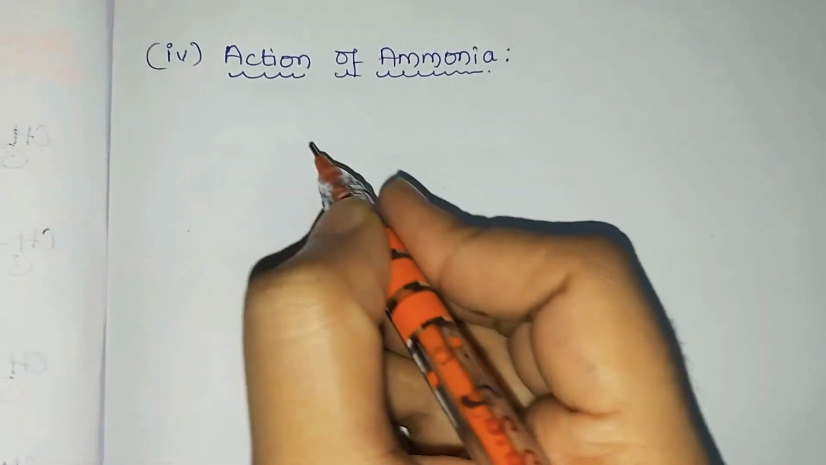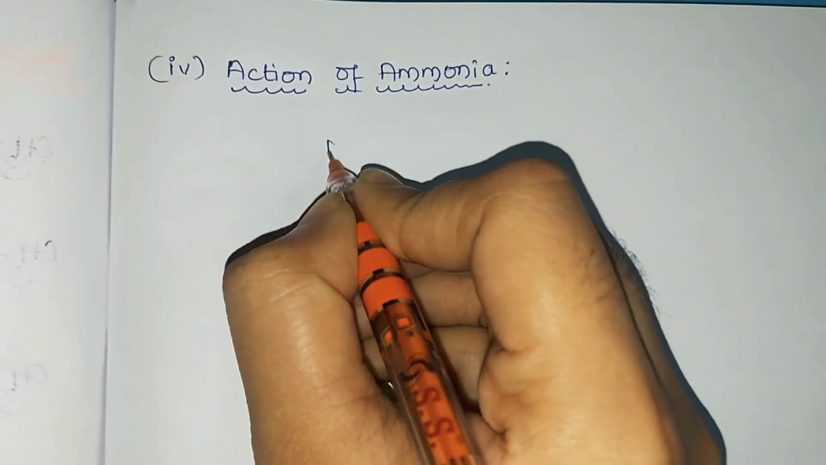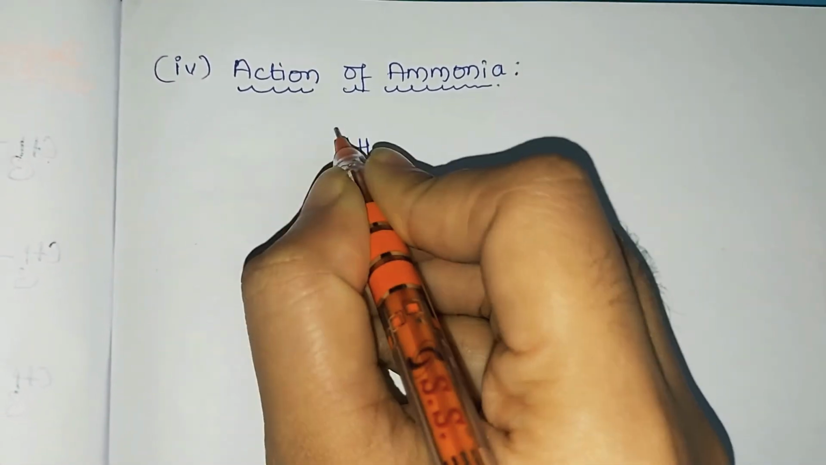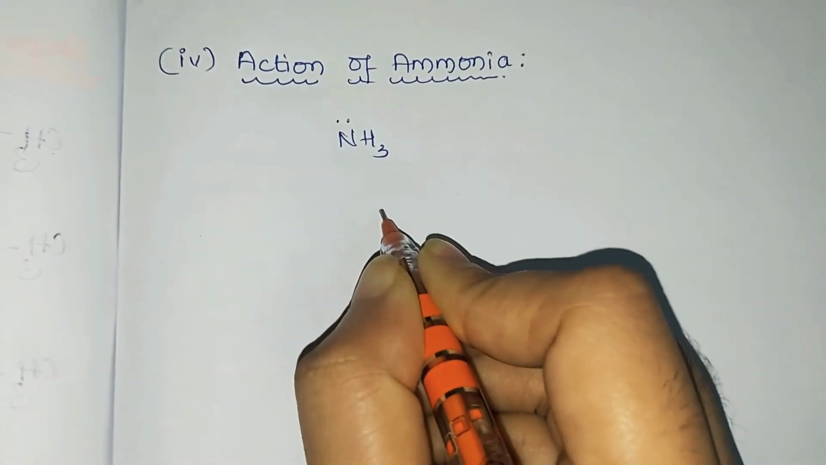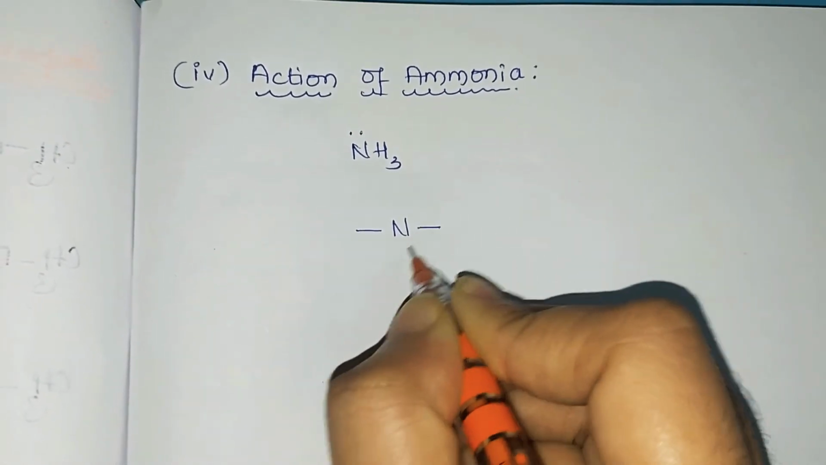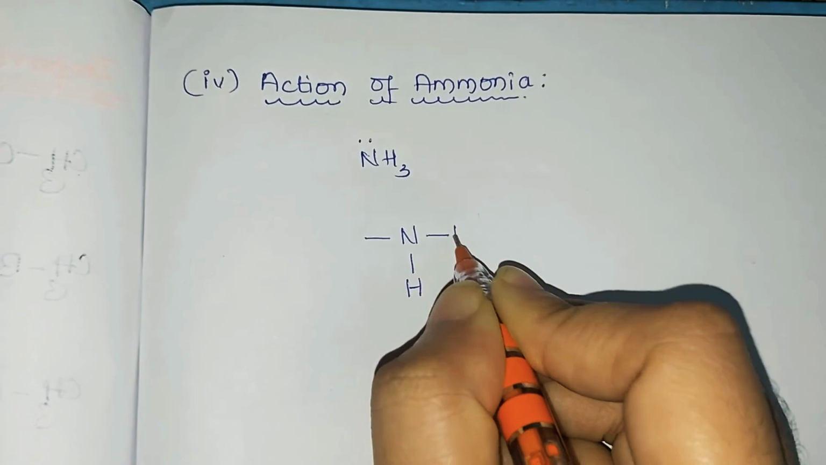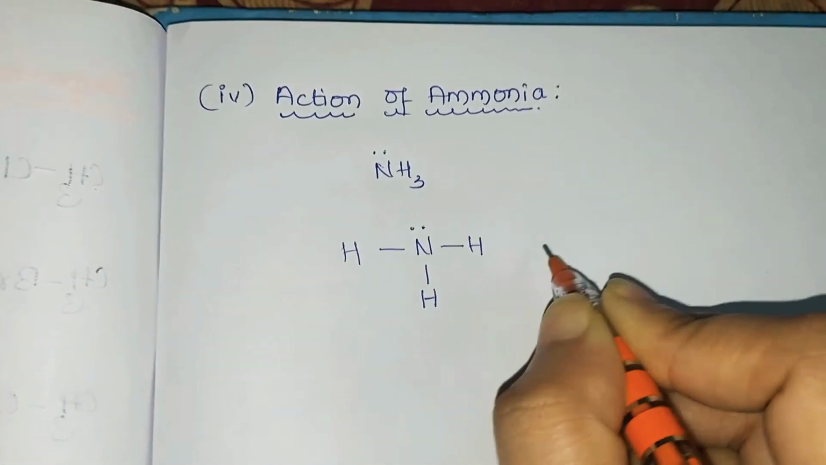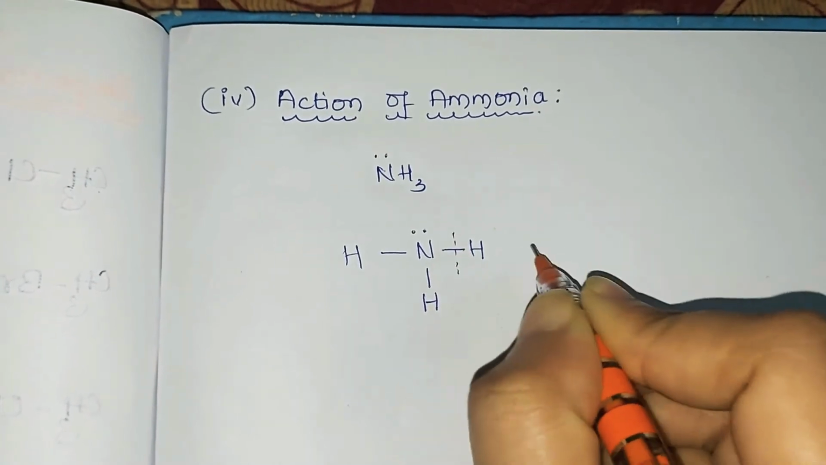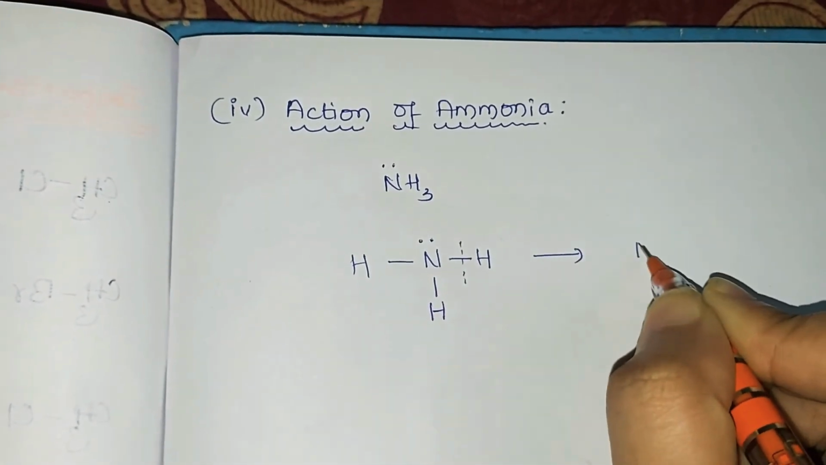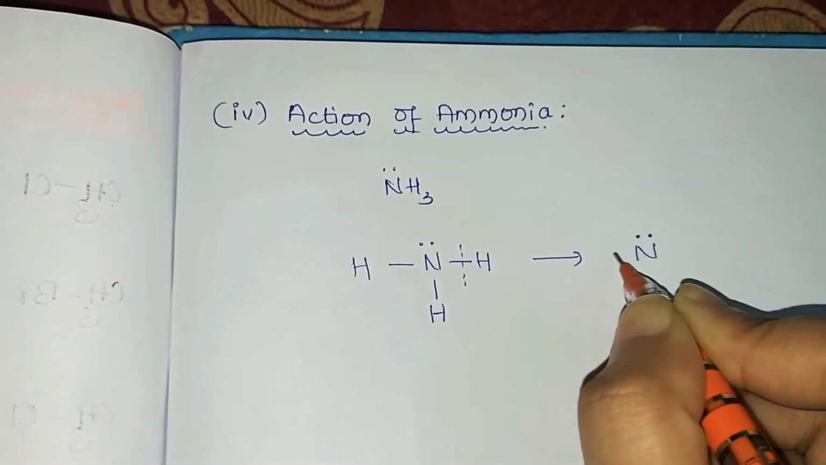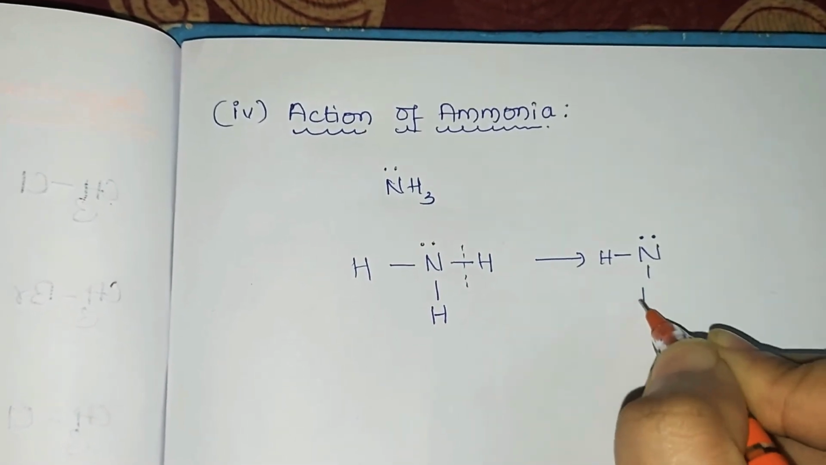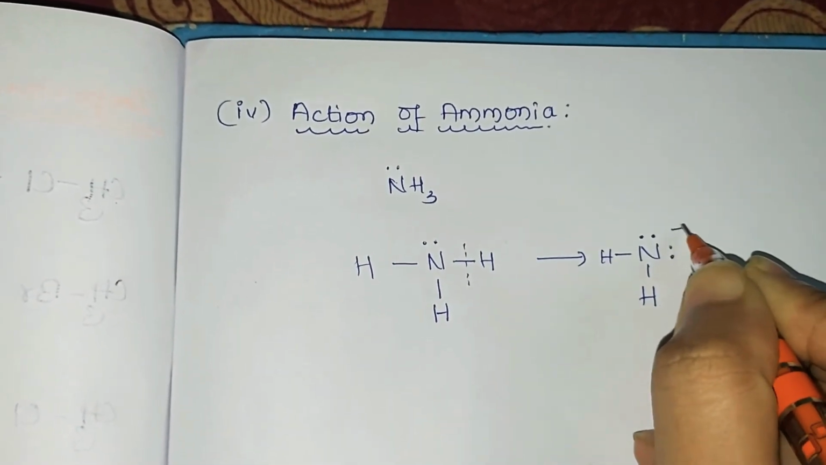Next is the action of ammonia. The ammonia formula is NH3, and nitrogen has a lone pair of electrons. To find out the nucleophile here, we'll write the structure of ammonia. It has 3 bonds with hydrogen. Nitrogen has a lone pair of electrons on it. A nucleophile is formed when the bond between nitrogen and hydrogen is broken. So we'll write the structure here, NH2 minus. Nitrogen has 2 lone pairs of electrons, because of which it gets negatively charged, plus a hydrogen ion.